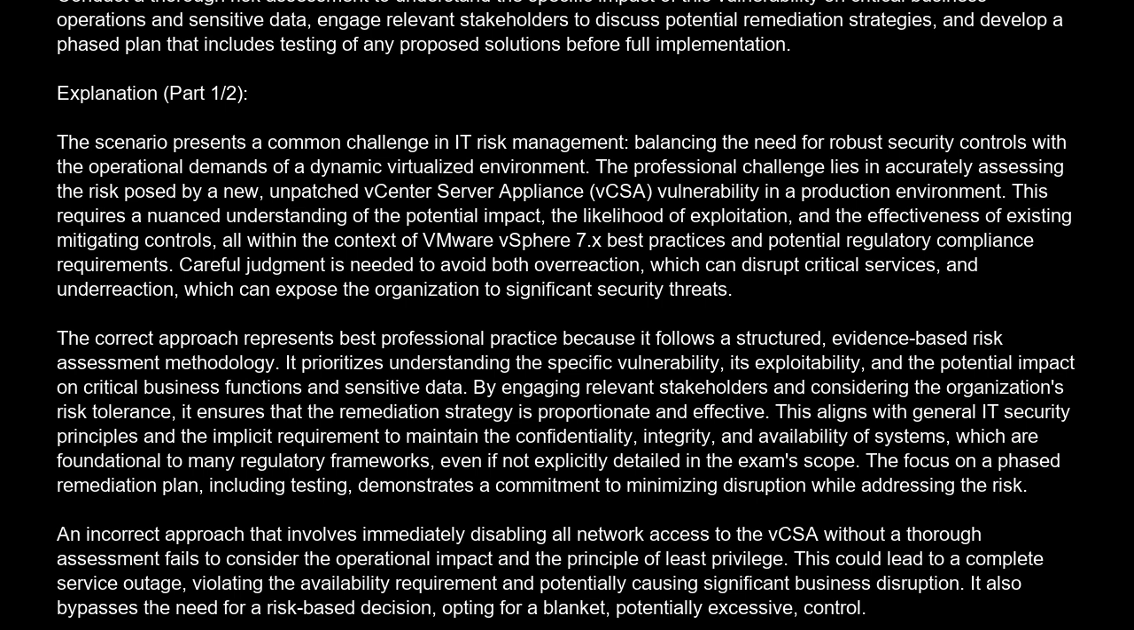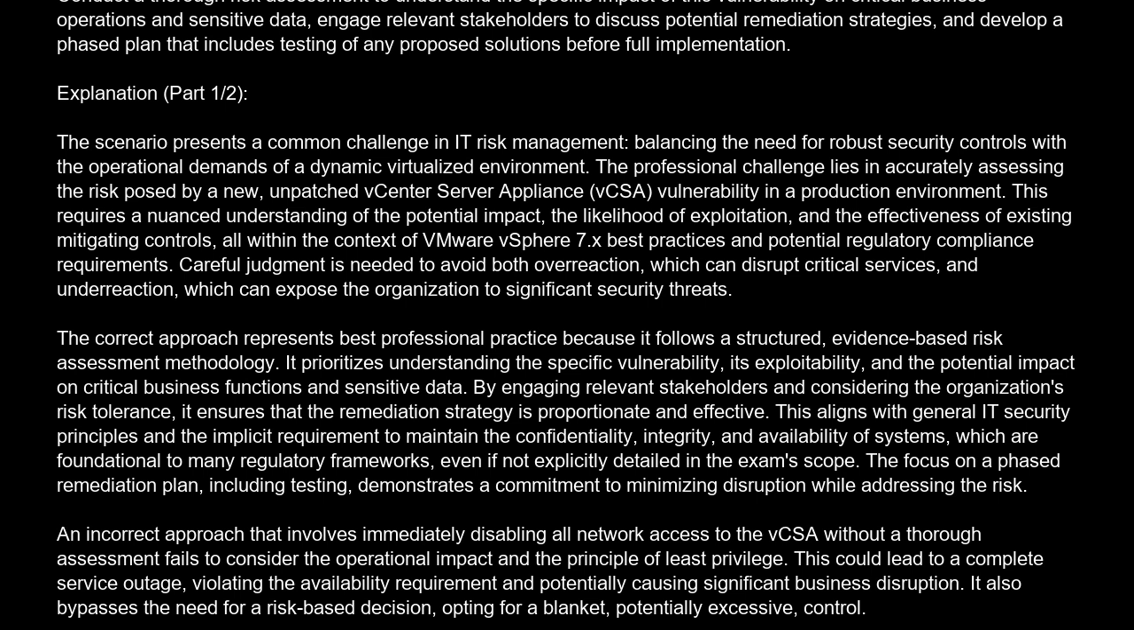This aligns with general IT security principles and the implicit requirement to maintain the confidentiality, integrity, and availability of systems, which are foundational to many regulatory frameworks, even if not explicitly detailed in the exam scope. The focus on a phased remediation plan, including testing, demonstrates a commitment to minimizing disruption while addressing the risk.